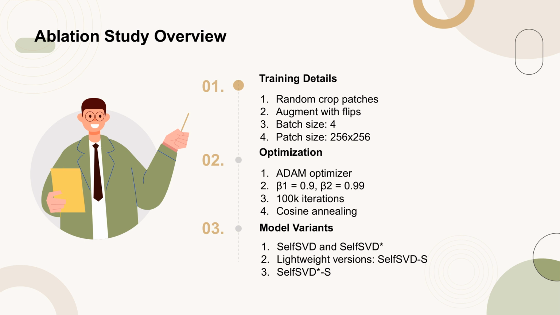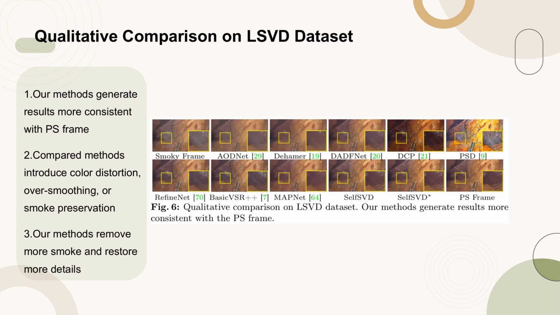Additionally, the study examines the performance of SelfSVD and SelfSVD* models, as well as their lightweight versions, SelfSVD-S and SelfSVD*-S. Figure 6 presents a qualitative comparison on the SelfSVD dataset, highlighting the effectiveness of our methods in generating results that are more consistent with the PS frame. In contrast, the compared methods often introduce color distortion, over-smoothing, or smoke preservation in their results. Our methods, however, are shown to remove more smoke and restore more details that align closely with the PS frames, demonstrating superior performance in smoke removal and detail restoration tasks.